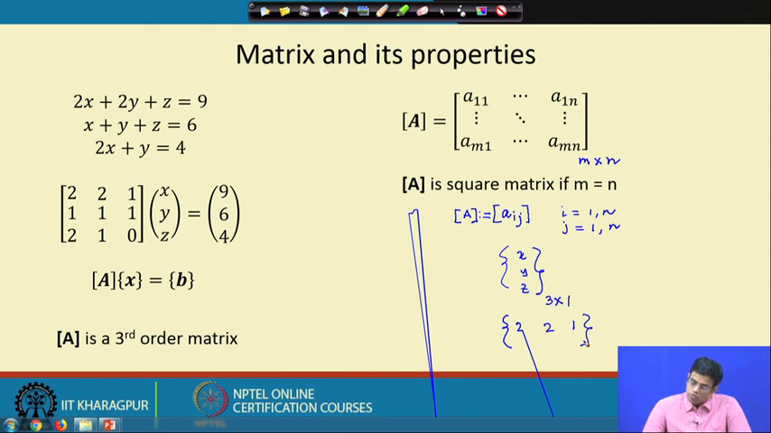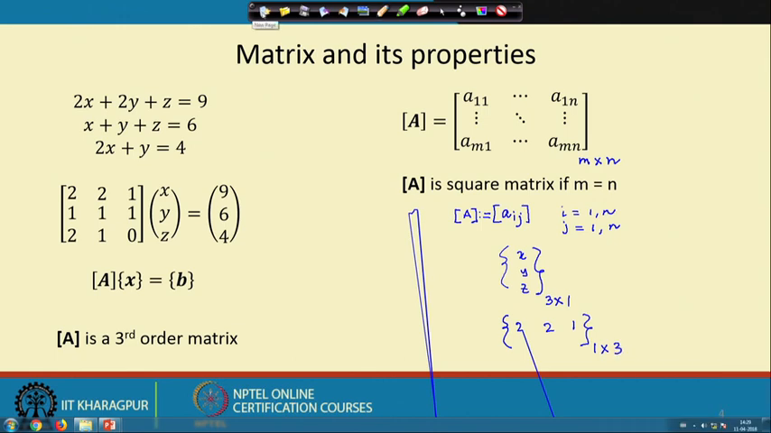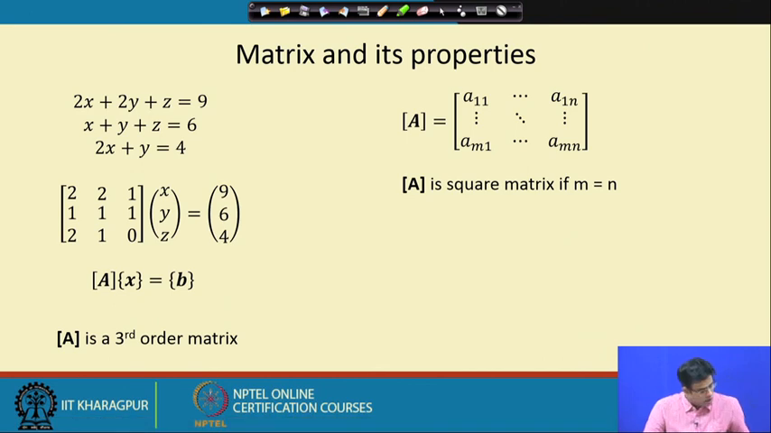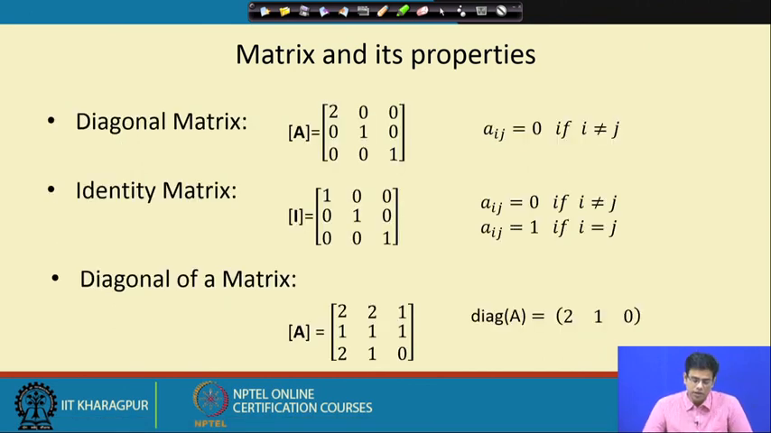Now, if you look carefully, its dimension is 1 cross 3. So, this is just a preliminary definition, and we will now determine some of the matrix properties or different types of matrix. For instance, the diagonal matrix. Diagonal matrix means all or some of the diagonal elements are non-zero, but off diagonal elements are 0. That means, a_ij equals 0 if i not equal to j.